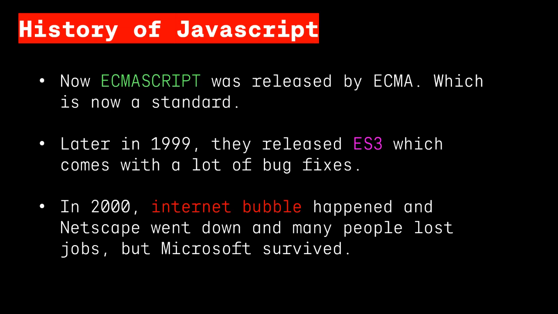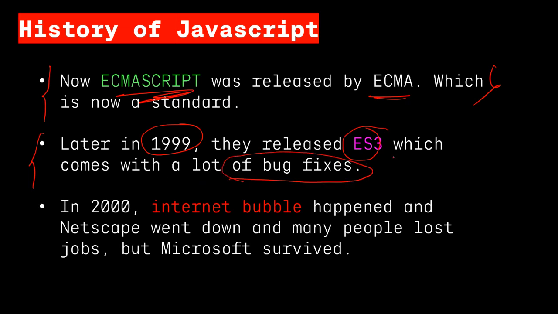Okay, so now ECMAScript was released. Since Netscape approached them, the ECMA people thought about it and they released a very standardized version of JavaScript, which is called ECMAScript today. And this is a very standard one now. Later in 1999, they released ES3, which stands for ECMAScript 3, which has a lot of bug fixes and a lot of changes happened and it became much better.